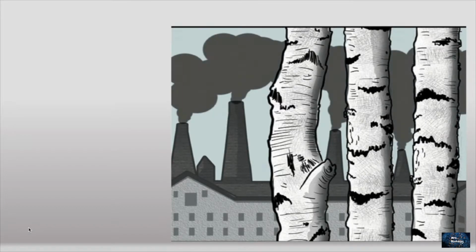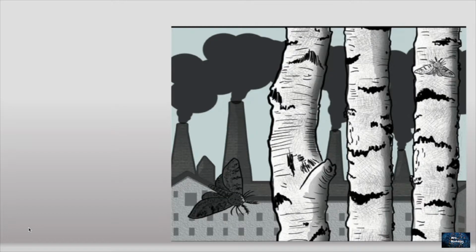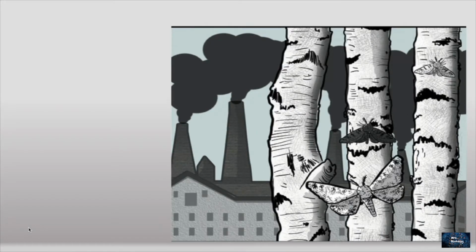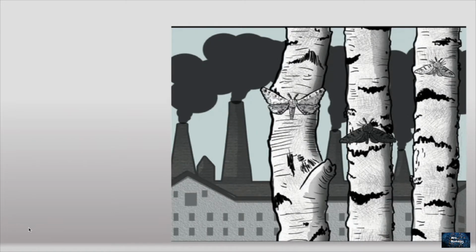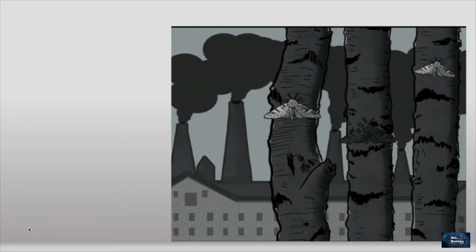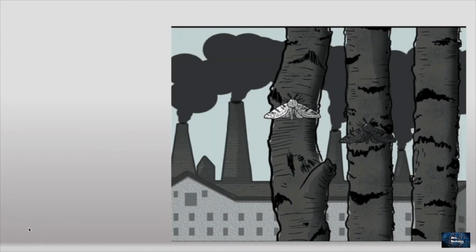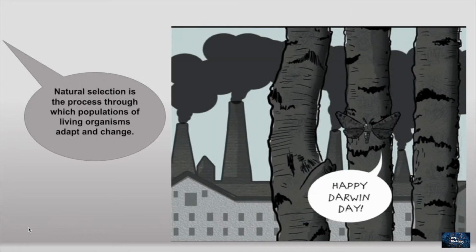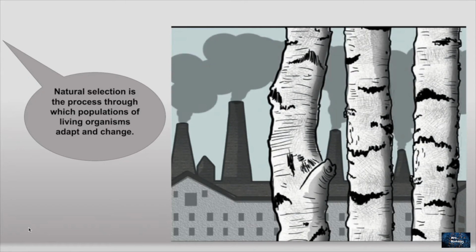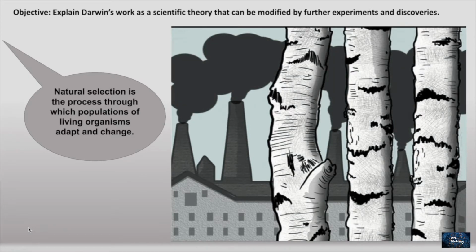As we know, favorable traits are transmitted through generations, which may lead to speciation, where one species gives rise to a new and distinctly different species. And that happens by natural selection, per Darwin's theory, which is the process through which populations of living organisms adapt and change, and all that was proved by further experiments and discoveries.